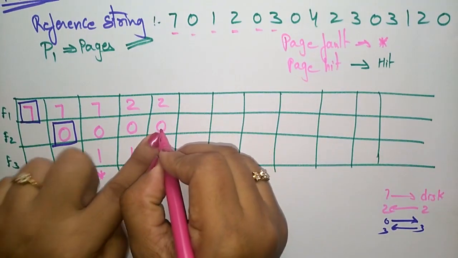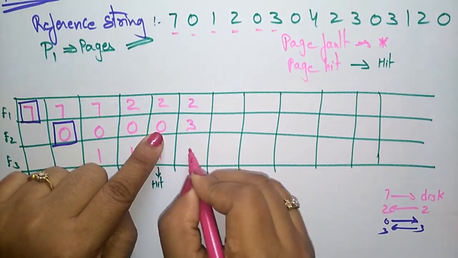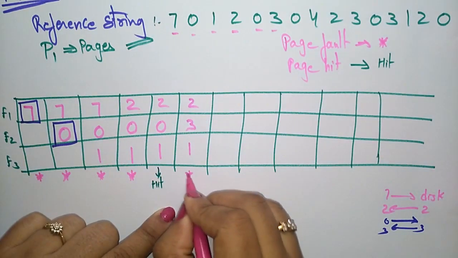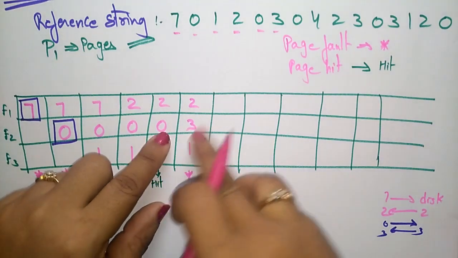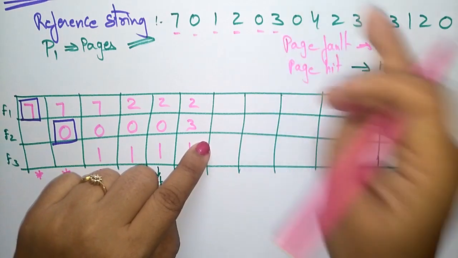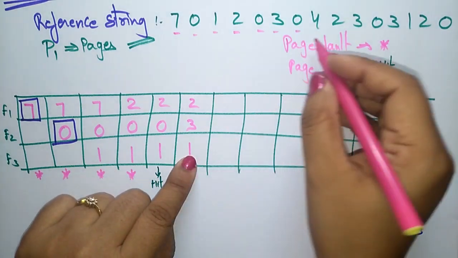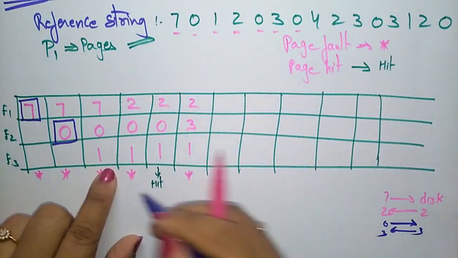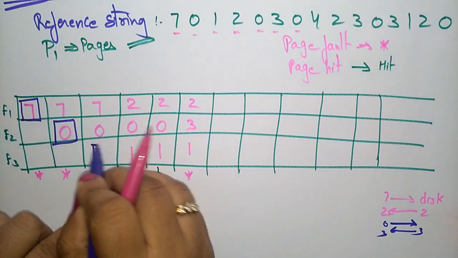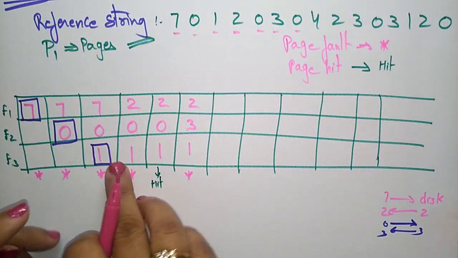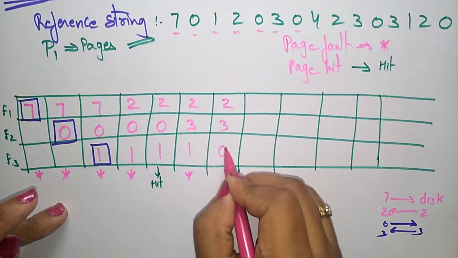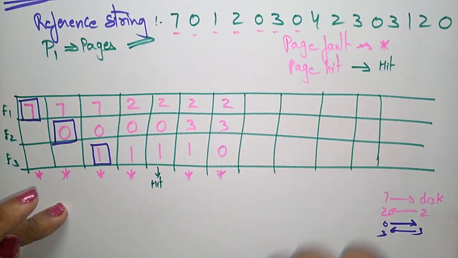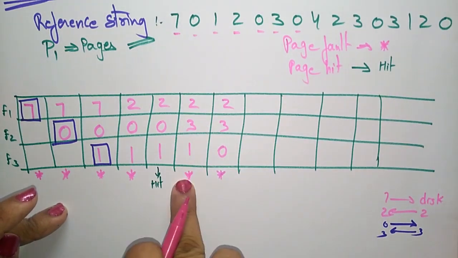Okay. So in place of 0 I have to place 3, 1. So this is also a page fault because 3 is not present in the main memory. So next I have to place 0. In which place do I have to place 0? I have to replace 1. So the next first in first out is 1, 2, 3, 0. So this is also a page fault because 0 is not present in main memory.